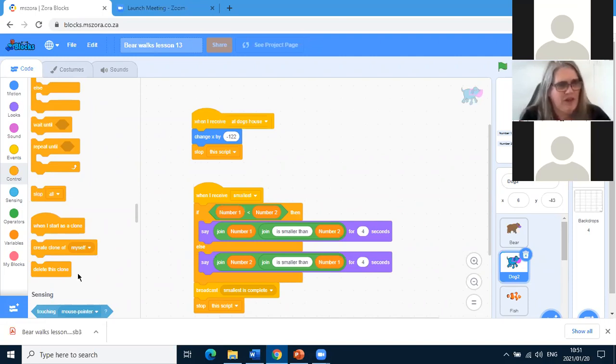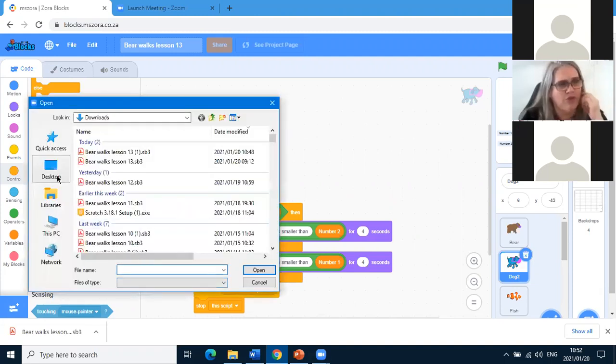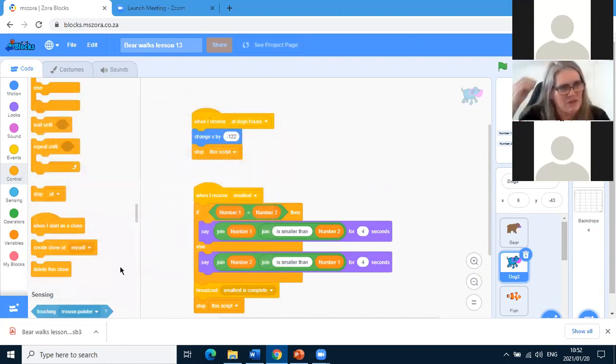Okay, I'm going to share the file. And remember, if you share a program on Friday, then it must be your own work, not the Bear Walk program. Okay, so I'm sharing lesson 13, which is the latest one, 13 in brackets 1. It's the latest version that we've just done now. But before we go, I want to actually fix this.